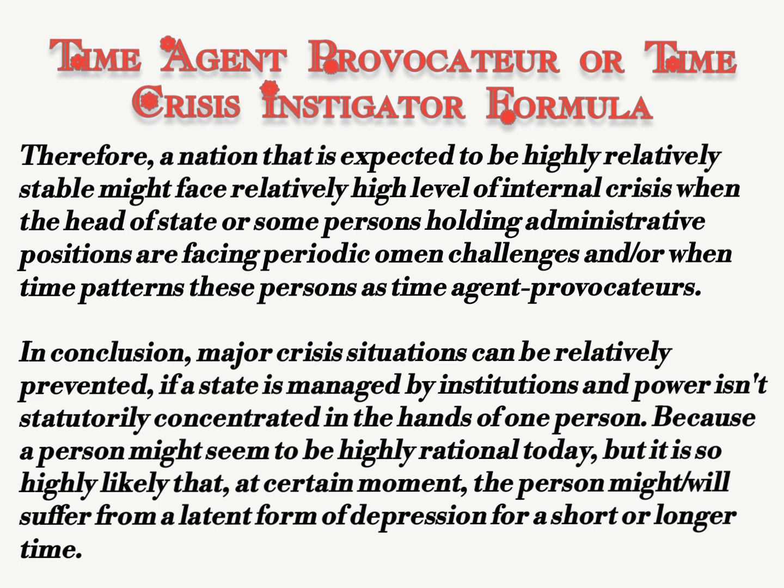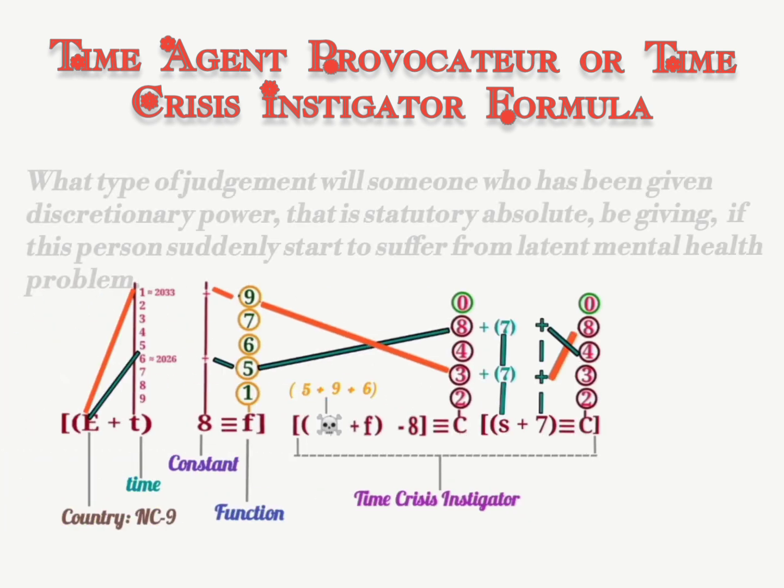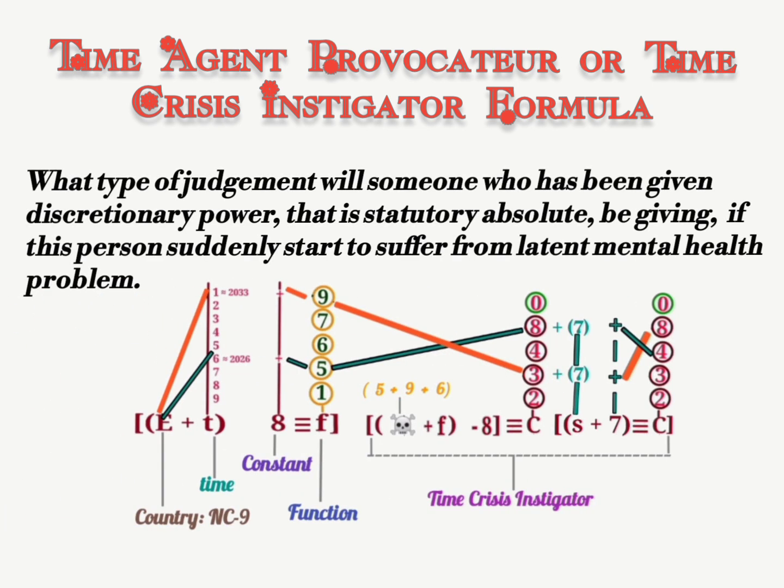Because a person might seem to be highly rational today, but it is so highly likely that, at certain moment, the person will suffer from a latent form of depression for a short or longer time. What type of judgment will someone who has been given discretionary power, that is statutory absolute, be giving, if this person suddenly start to suffer from latent mental health problem?